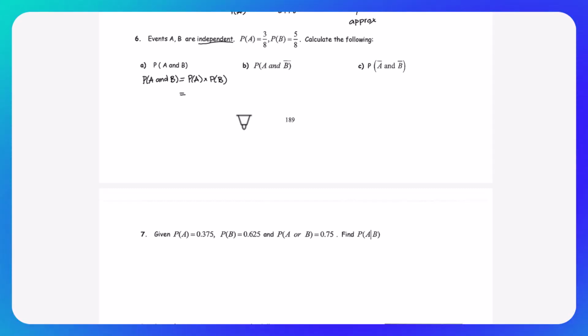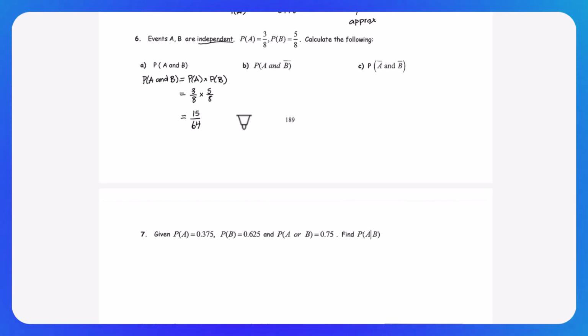So probability of A is 3 over 8. Probability of B is 5 over 8, which means 3 times 5 is 15 over 64. Let's leave it like that because we can't divide anything here to reduce it down. 64 divided by 3, yeah, doesn't work. So we're good. Now let's look at the next one.